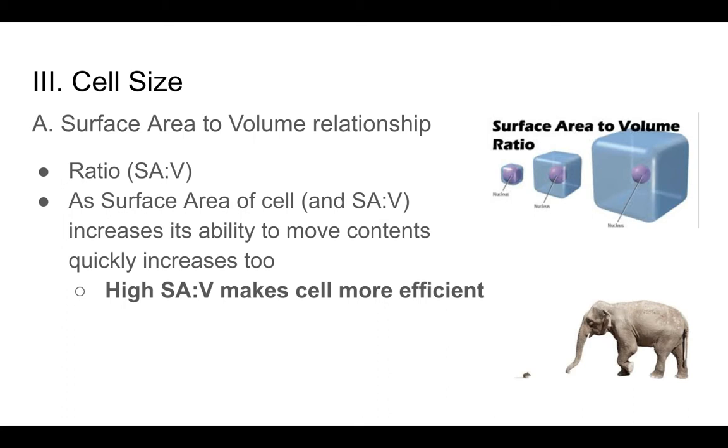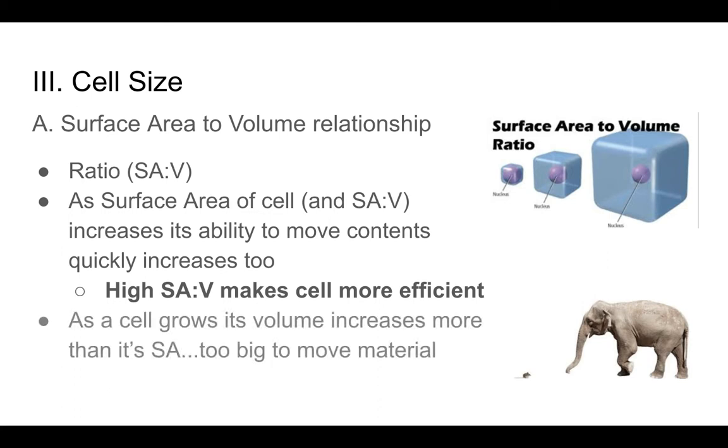So what is optimal? What is preferred? We want a high surface area compared to volume for that cell, which really ends up being we need small cells. As a cell grows, its volume increases, and eventually it hits a point at which its volume is too big for the surface area surrounding. And so the cell at that point becomes too big and is unable to move material. So we'll see what a cell can actually do as it grows to combat this.